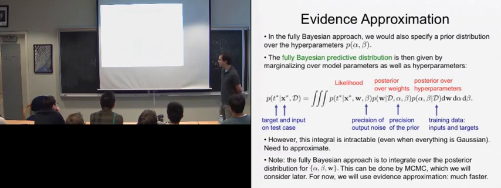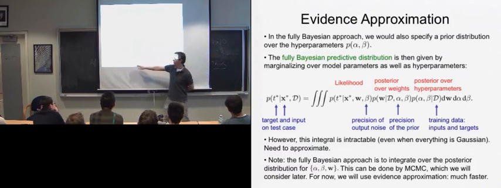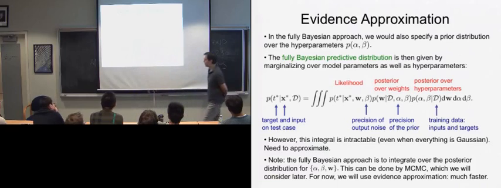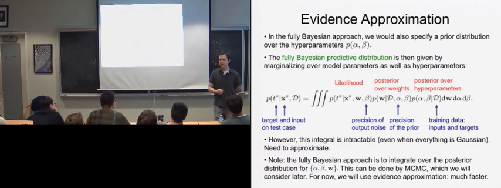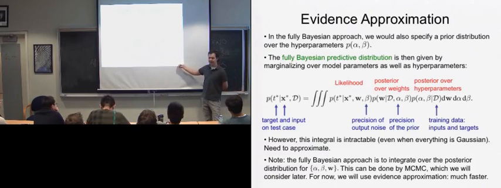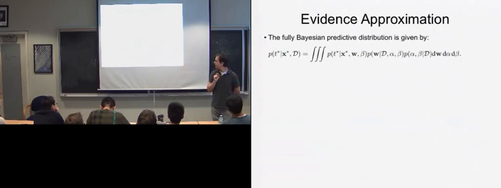Now, the full Bayesian approach would be to integrate with respect to the full posterior. The full posterior will be over the hyperparameters as well as the parameters of the prior, as well as the parameters of your model. And this can, in principle, be done using Markov chain Monte Carlo methods that we will consider later. But for now, we're going to be looking at something called evidence approximation, which is much faster. Okay? But you have to make some approximations. So let's look at the evidence approximation first.